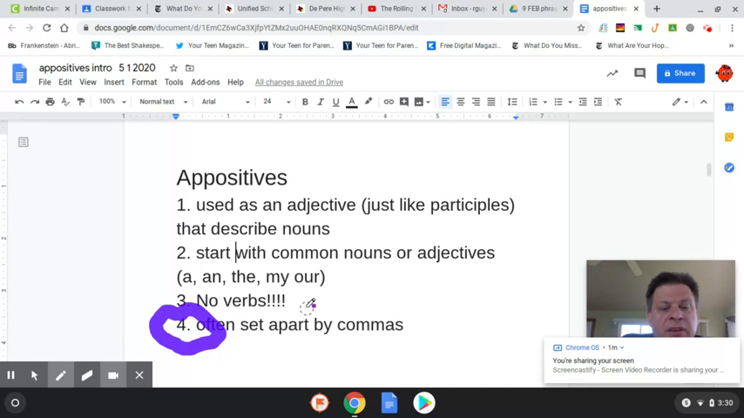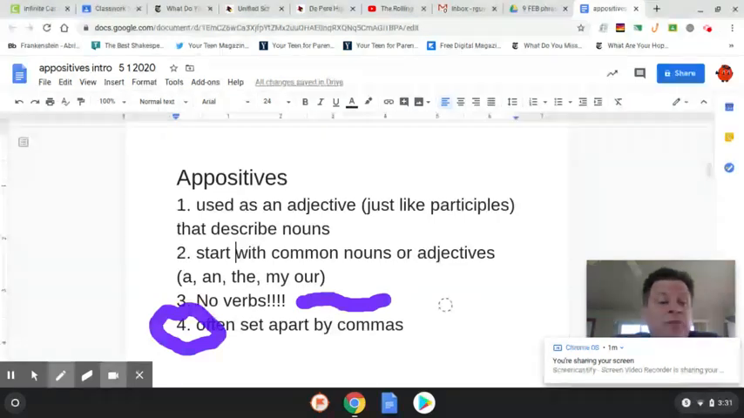Okay. As you can see, appositives do not have verbs in them. So if you see a phrase with commas around it and there's a verb in there, then that is not an appositive. It's probably just a subordinate clause. Every sentence needs a verb, so you can't take a clause out that has a verb in it because that's what the sentence needs. So if you have an appositive, it will not have a verb in it.